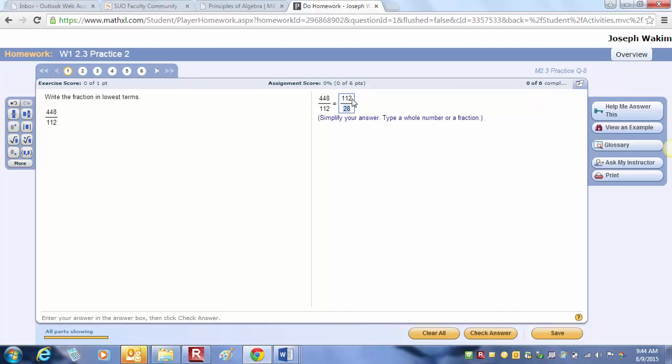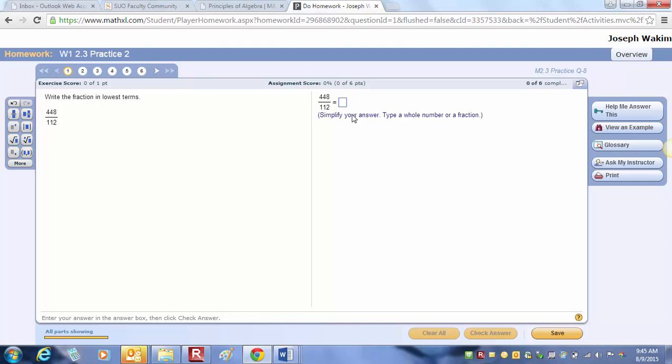Now again, I see that this is an even number, this is an even number, they're both divisible by 2. 112 divided by 2 is 56, and if you divide 28 by 2, I get 14. Also 56 and 14, they're still even numbers, they're both divisible by 2. If I divide 56 by 2, I get 28. If I divide 14 by 2, I get 7. But notice that 28 is divisible by 7, and 28 divided by 7 is just 4.